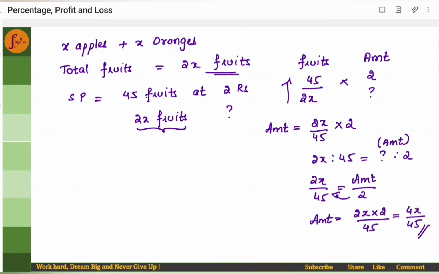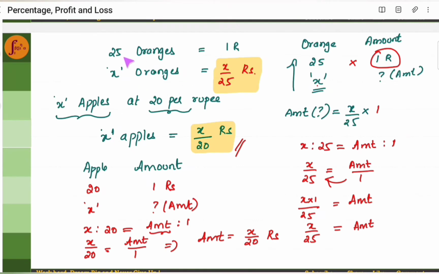So what is the amount? Amount here is the selling price, right? Selling price is 4x by 45. This will be his selling price. If he's selling all the fruits, that is all the 2x fruits, then the selling price will be 4x by 45 rupees. We found the cost of X oranges, which means this is the cost price of oranges.